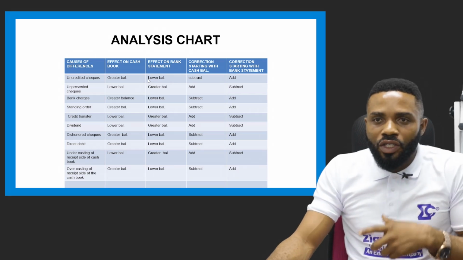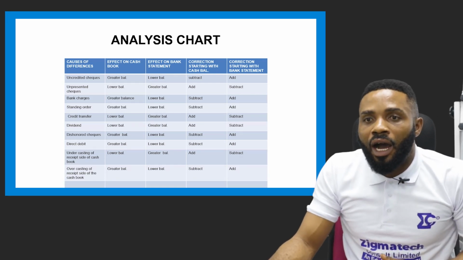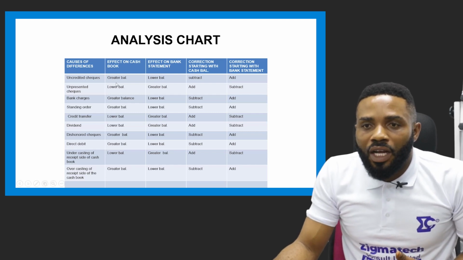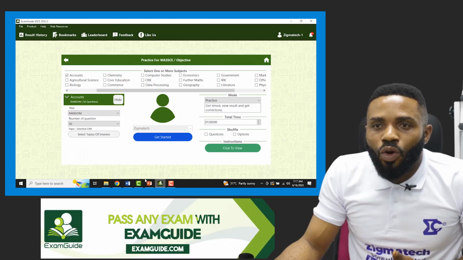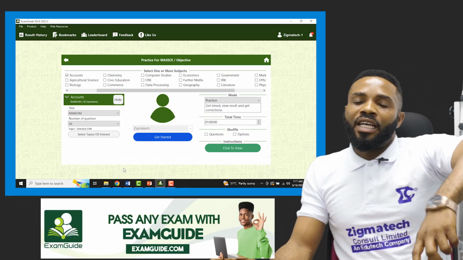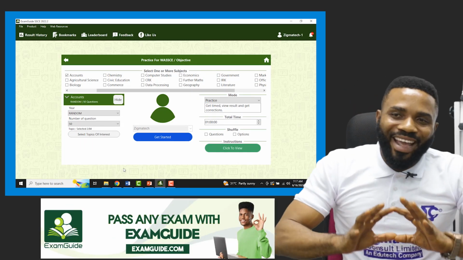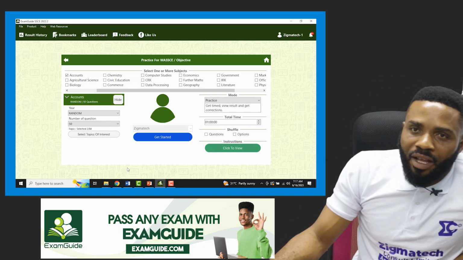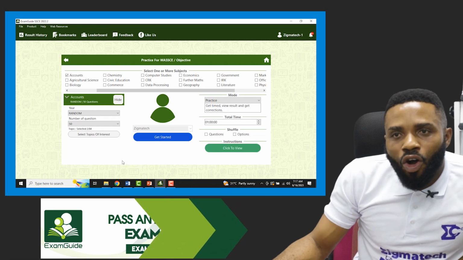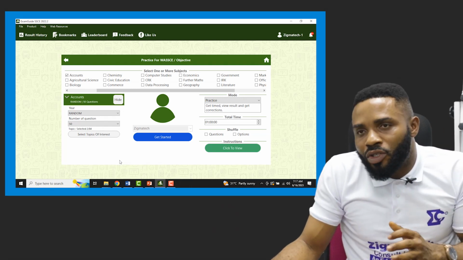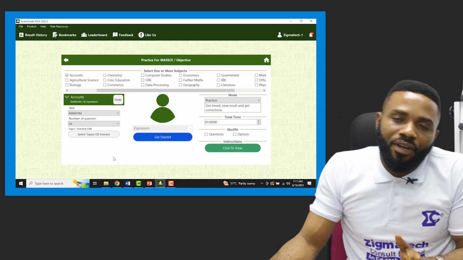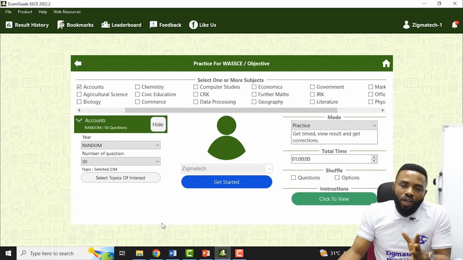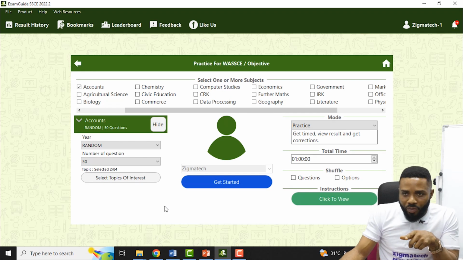So far, can we now look at an example that will further explain what we have said so far? We are going to look at our exam guide, so we'll be able to take an example that will further explain what we have said. Now, when you click on your exam guide, you are going to see options. On the options, you see WAEC, objective, and then you see the theory. If you click on the objective, you will get to where we are now.